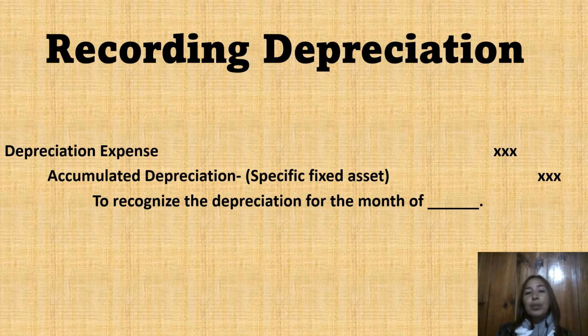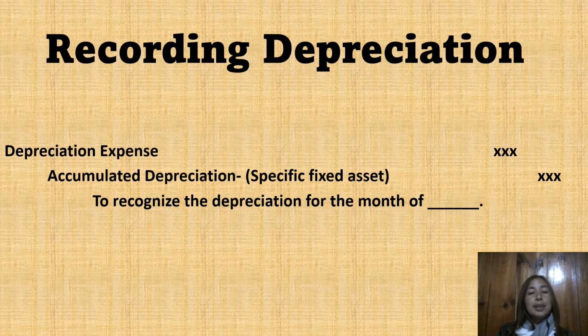And when we record expense, we go back to the rule of debits and credits. Expenses, when we're going to increase expenses, we debit them. That's why the depreciation expense would be debited. Bakit XXX? The XXX here is representing numbers that we still do not know. So, general formula ito. And then we credit here the accumulated depreciation of the fixed asset.